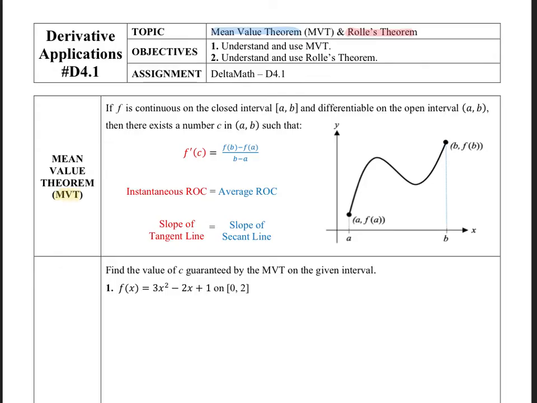The first requirement, if you're going to use the MVT, is you must have a continuous function, and it also must be differentiable. So those two things have to happen first before we can even apply this. We're going to go through various interpretations of this theorem.